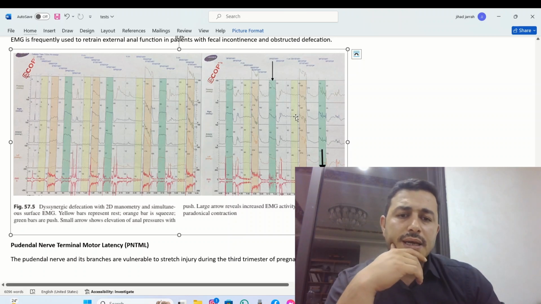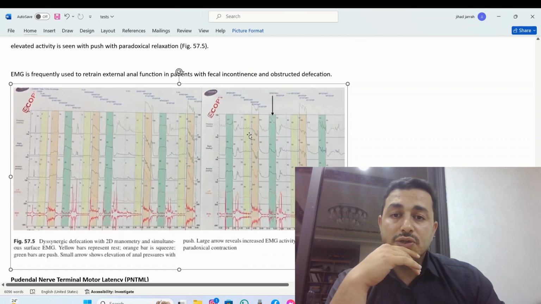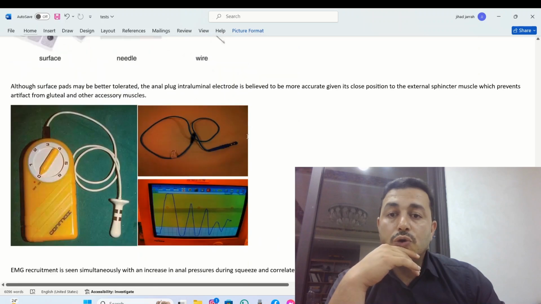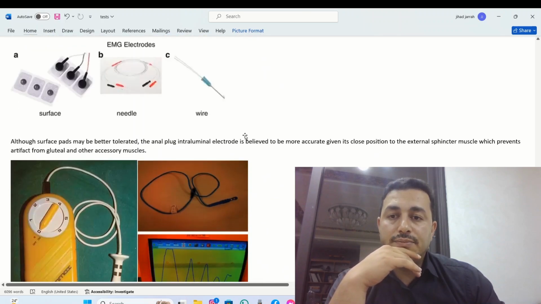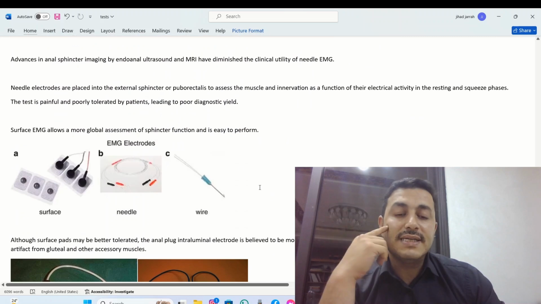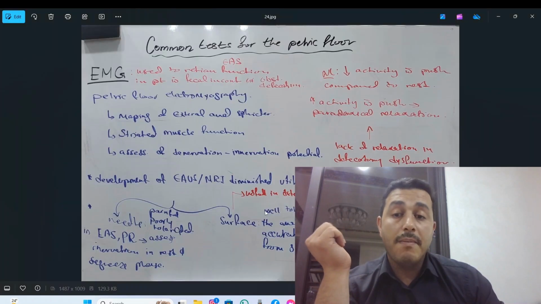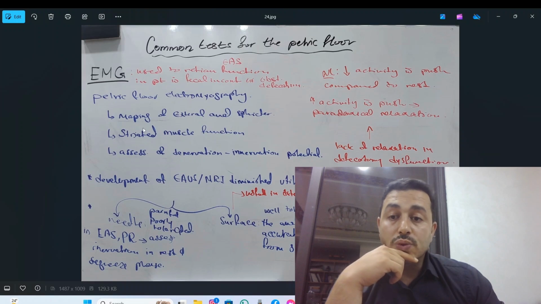And constipation, the wide range of differential diagnosis. So I hope you get the clue behind the EMG. Of course, it's old fashioned. Nowadays, it's replaced by the endoluminal ultrasound and the MRI. What else didn't we add?